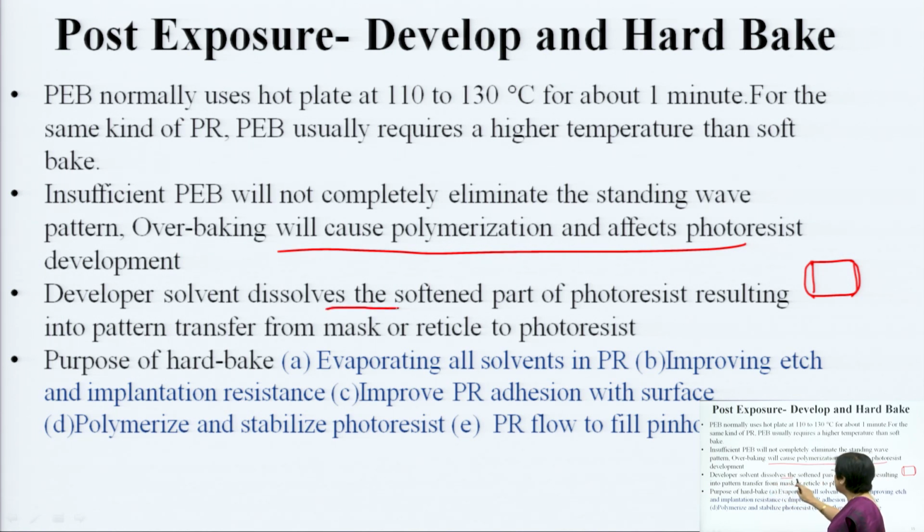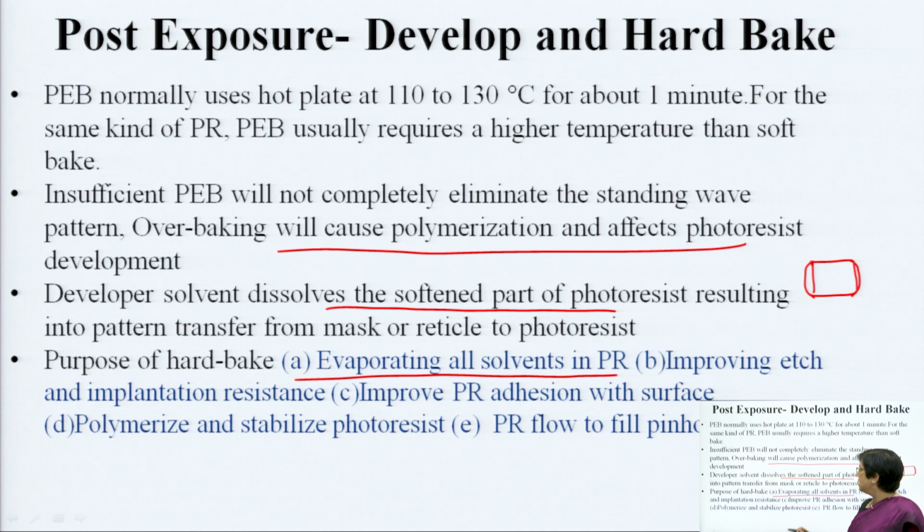So, the developer is dissolving the softened part of the photoresist, and the pattern is transferred onto the material. Now, alignment has to be carried out in this case. To have precise alignment of the pattern with the mask, you ensure that your photoresist pattern, once transferred, is hard baked and made strong enough, so that the actual pattern gets exactly reproduced as was available on the mask.